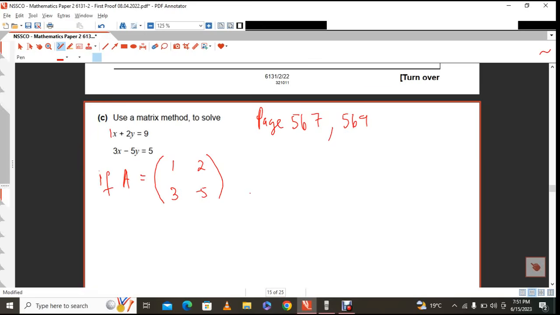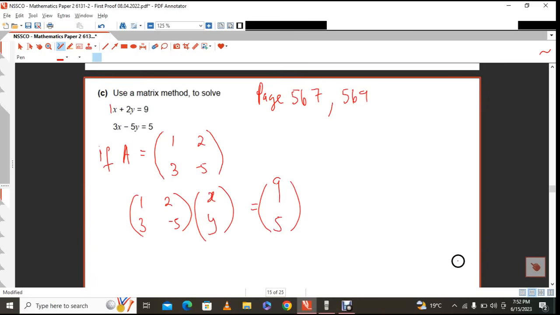Then, one of the things that you need to understand is to solve this, we need to say that set A multiplied by X, Y should give you 9 over 5, or 9, 5, like that, okay? That's the first thing that you need to understand. So, whenever you want to get rid of this set A, you need to multiply it by its inverse. So we need to know what is the inverse of that.